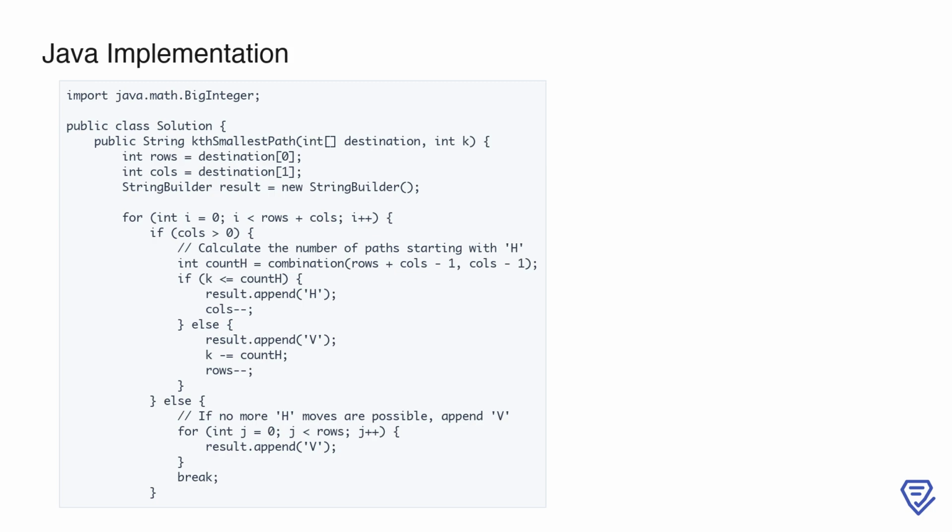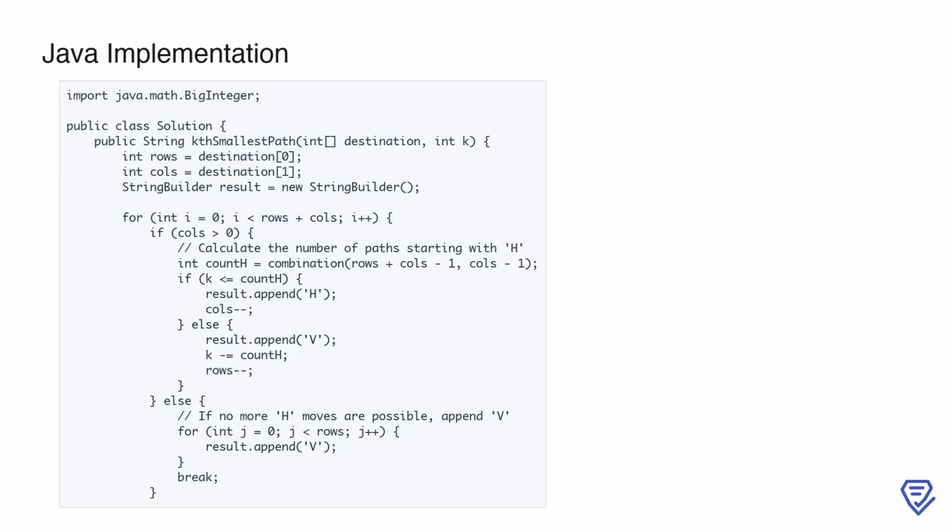The main logic involves iterating through the total number of moves, which is the sum of rows and cols. For each iteration, we first check if horizontal moves, represented by h, are still possible. Using the helper method combination, we calculate the number of paths that start with h, denoted as count_h. If k is less than or equal to count_h, it means the kth smallest path starts with h, so we append h to the result and decrement the count of horizontal moves.